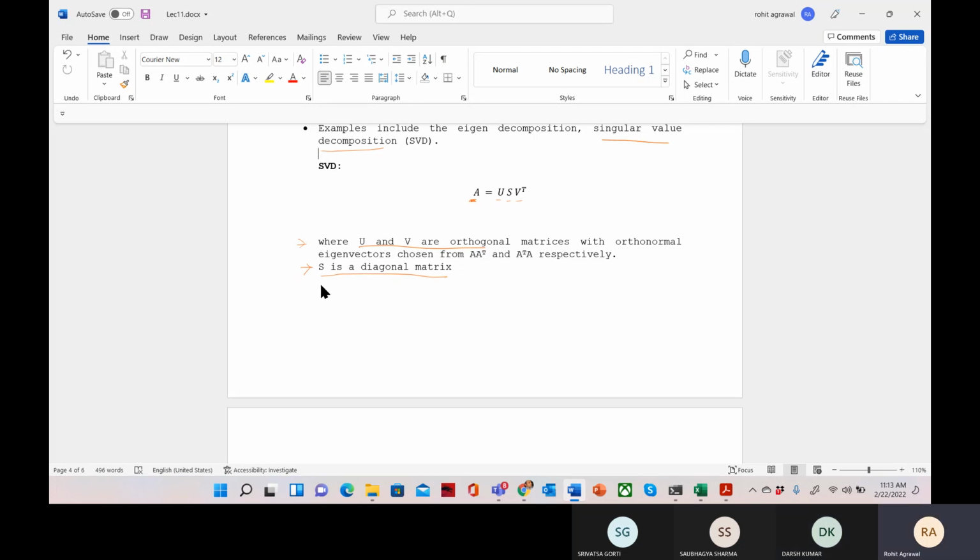Forget about orthogonal. You just need to understand that the original matrix A is transformed into three matrices in the SVD: U, S and V, where S is the diagonal matrix. S will be something like this, with some non-zero entries along the diagonal. Then there is a U matrix and then a V matrix.